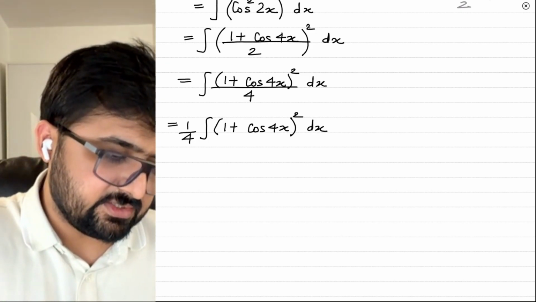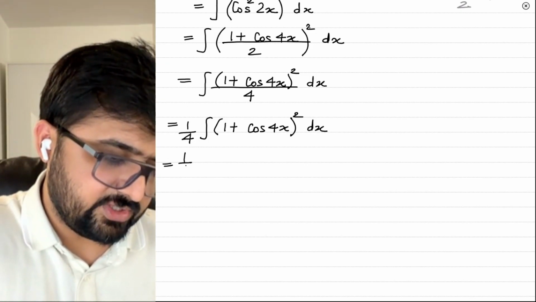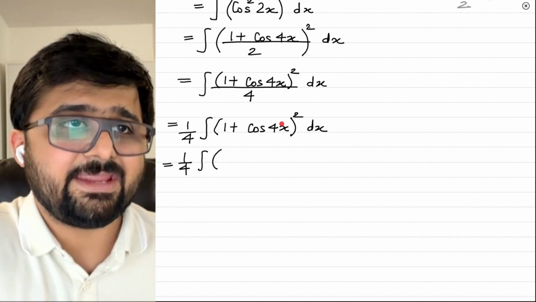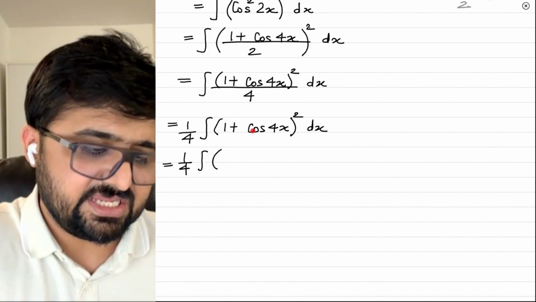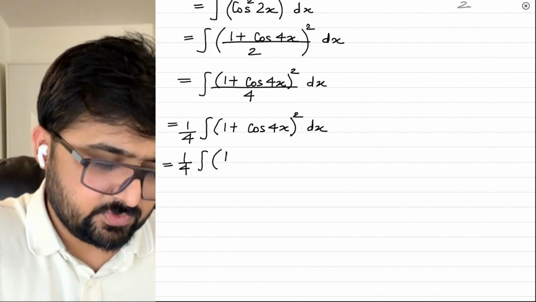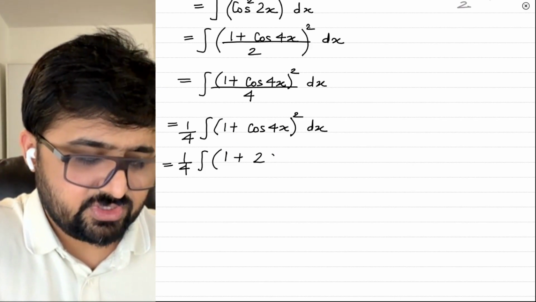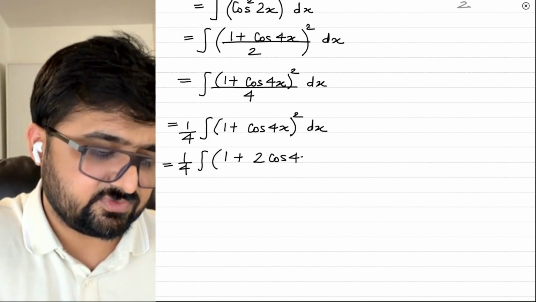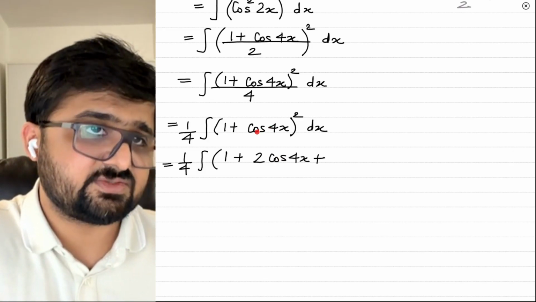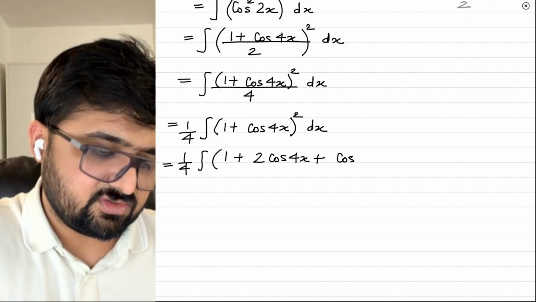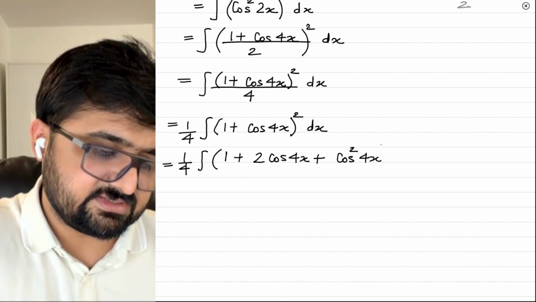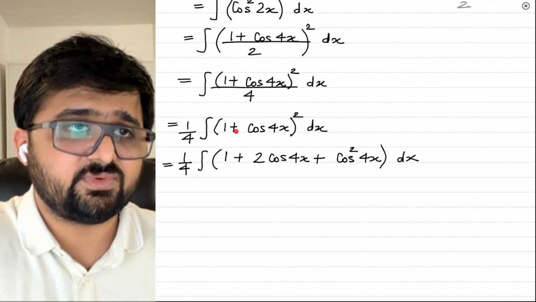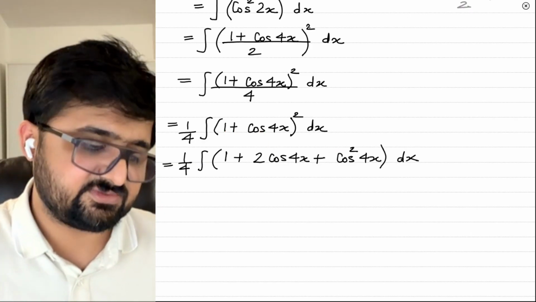Now 1 by 4 integration of. Now we can apply the formula a plus b the whole squared, which is a square plus 2ab plus b square. So 2 times 1 into cos 4x, which is 2 cos 4x, plus b square, which is cos square 4x dx. Just apply that formula a plus b the whole square, a square plus 2ab plus b square.